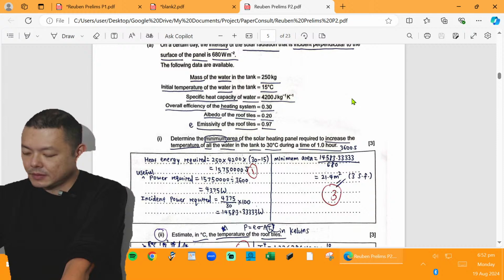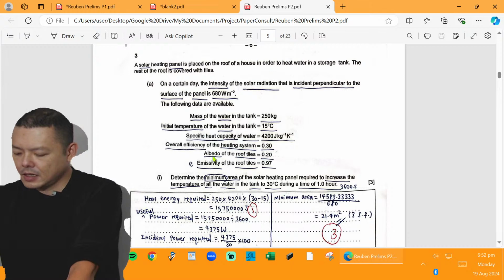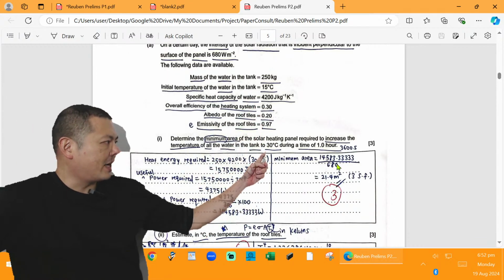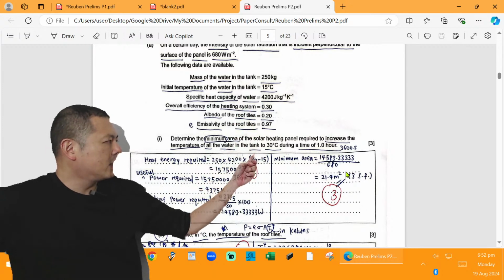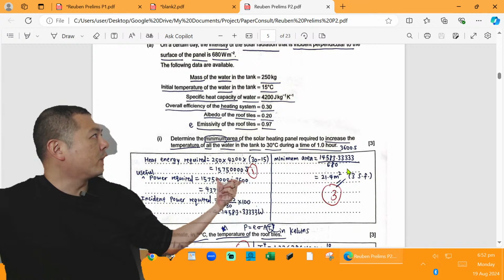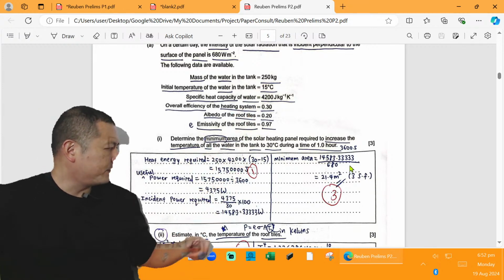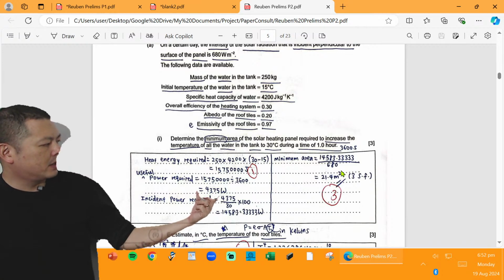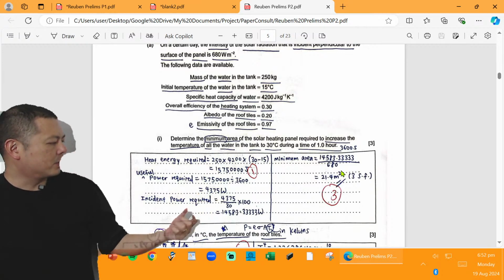Anyway, never mind. So for the first part, I'm a bit confused. First, you calculate the heat energy. Then you find the useful power. So basically you need to raise the temperature of the water from 15 to 30, right? So you need this amount of energy, what you calculated, for 250 kilograms of water. So the amount of power that you need is what? 437. Okay, so that's what you have done.